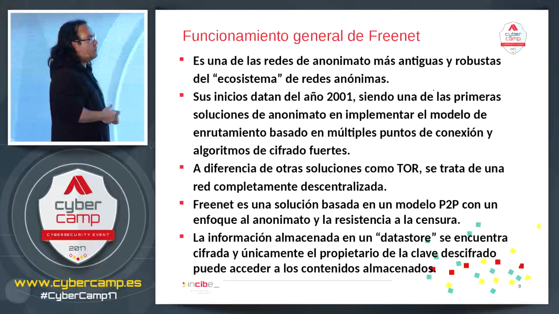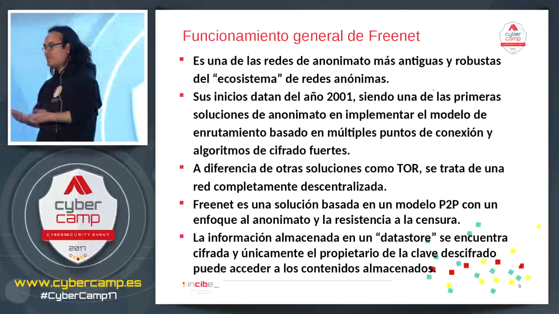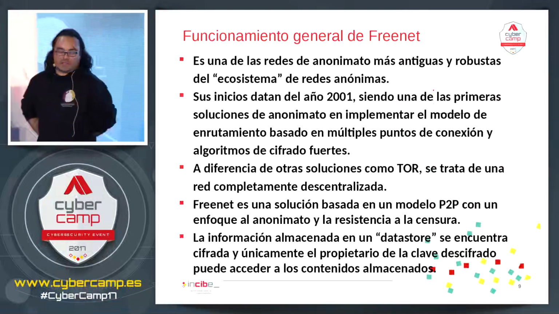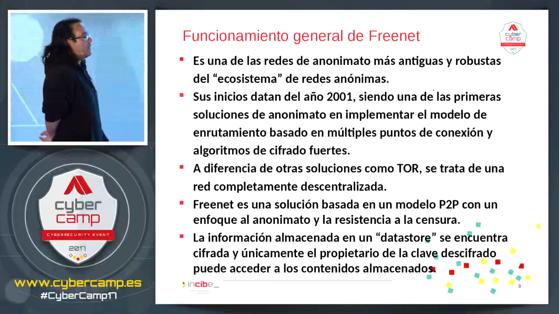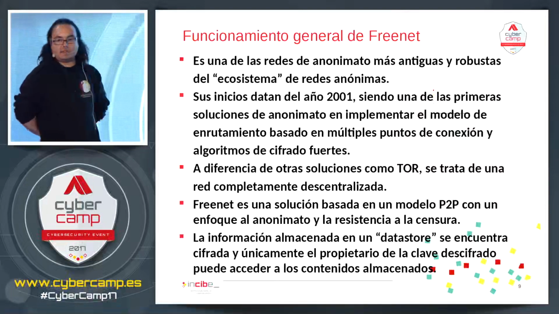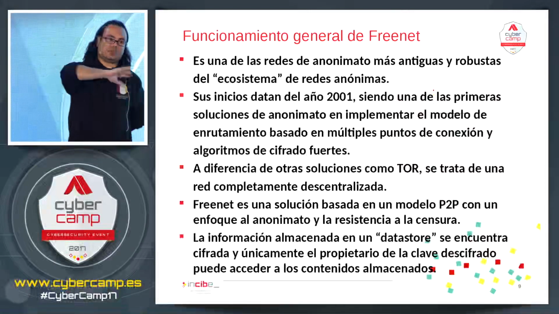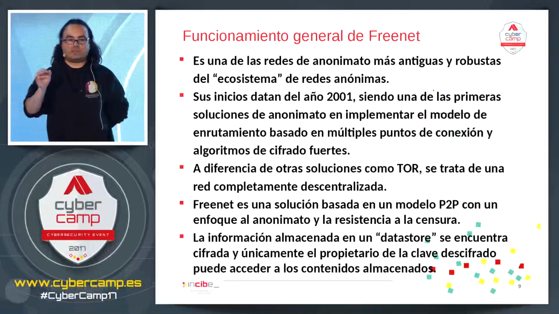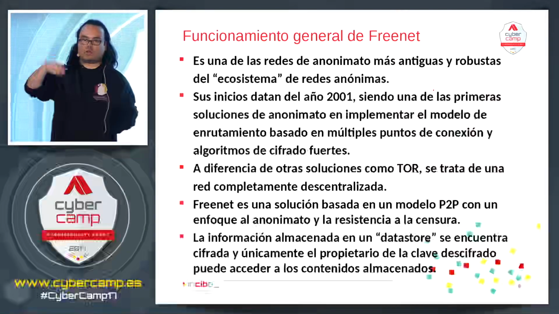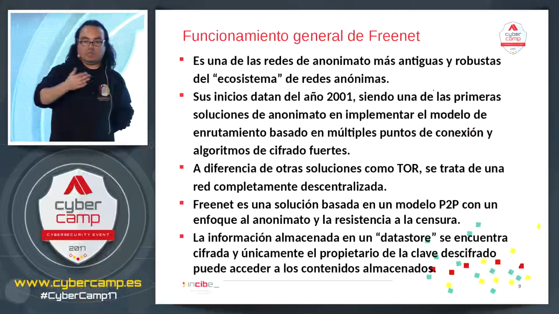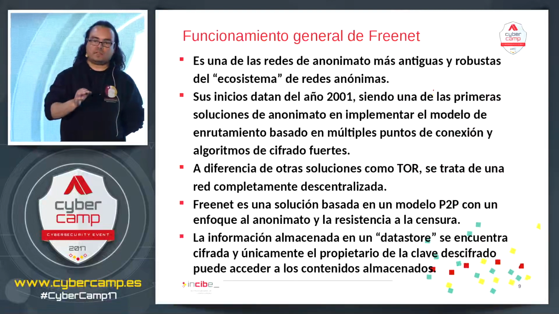It's a P2P solution from 2001. It's one of the oldest anonymity solutions that exist. And unlike TOR, this is a network that's absolutely decentralized. It means that in the case of TOR, there are some directory authorities that control the whole net. In the case of Freenet, nobody controls anything. In the case of Freenet, any instance may share documents, contents, etc. with whoever wants to access their contents.